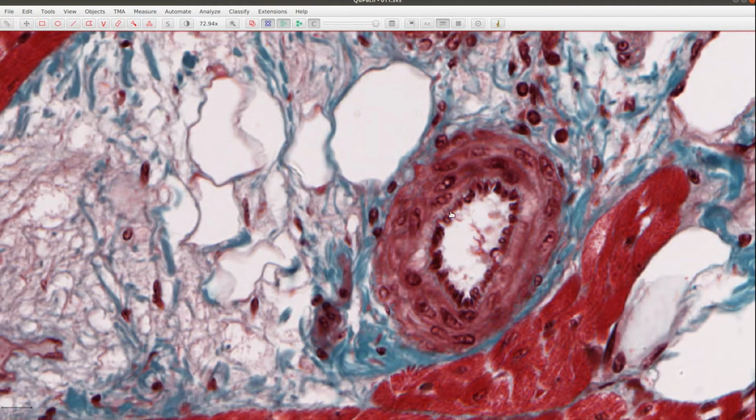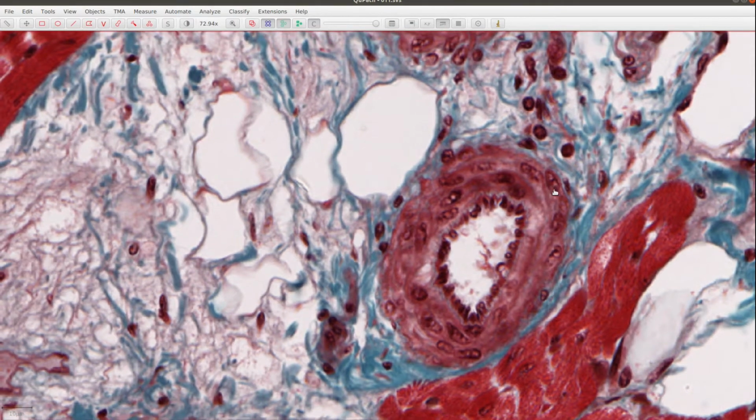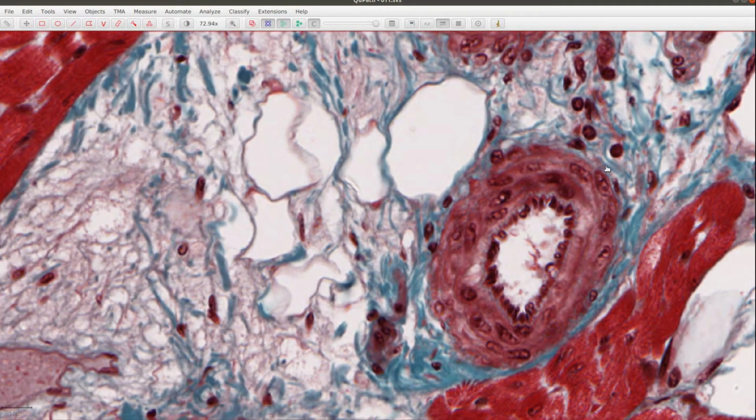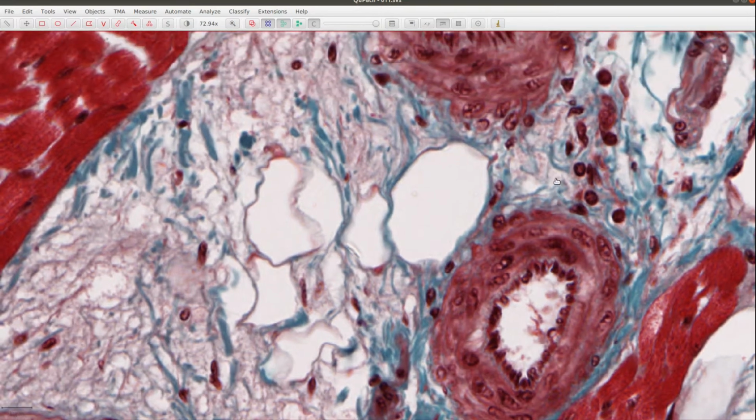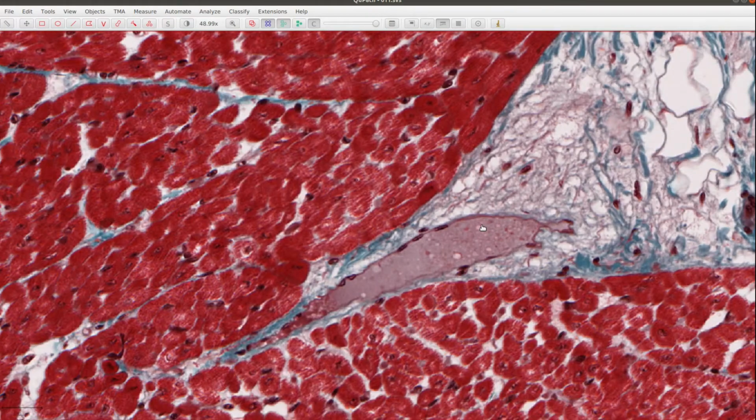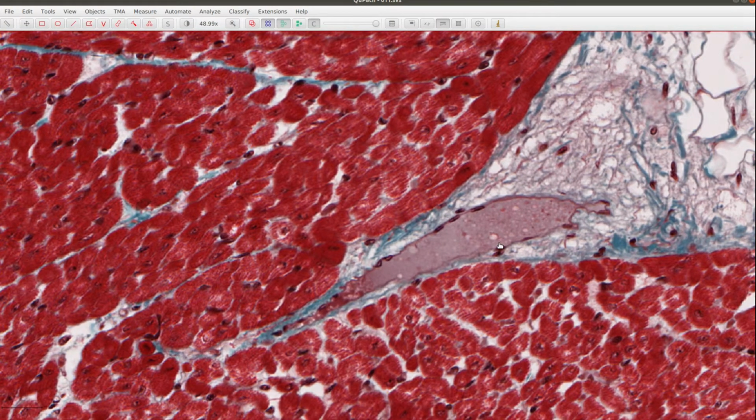Next there's the tunica media with its smooth muscle cells. Again, you can see the sausage-shaped nuclei. And then on the outside we have the tunica adventitia, again highlighted in turquoise, which is merging with the connective tissue. Just next to those two arterioles there's a venule.